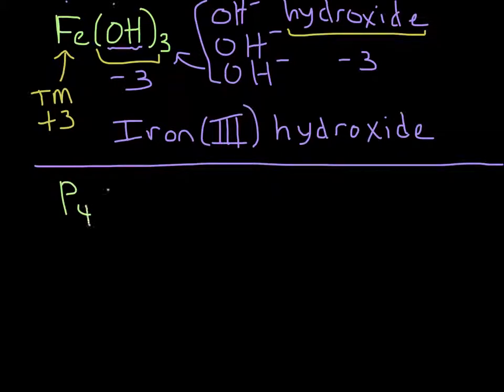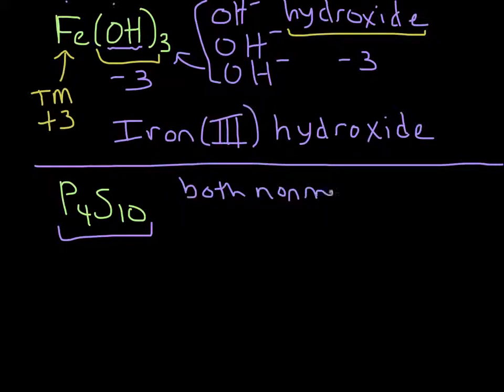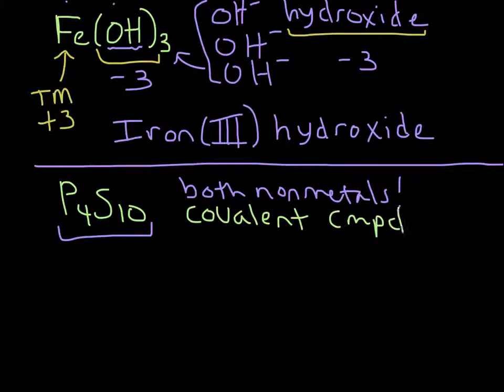So what do you think of this guy? Okay. All right. So let's pull this one apart now. First thing you should notice, phosphorus and sulfur are both nonmetals. If they're both nonmetals, then that means we have a covalent compound this time. And so we have to use covalent naming rules, and those are the ones where we use the prefixes.